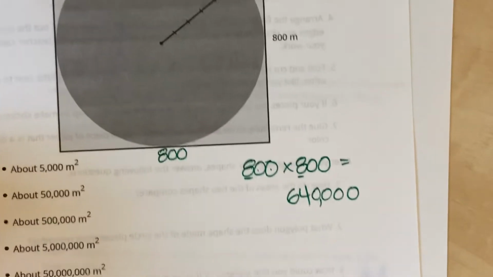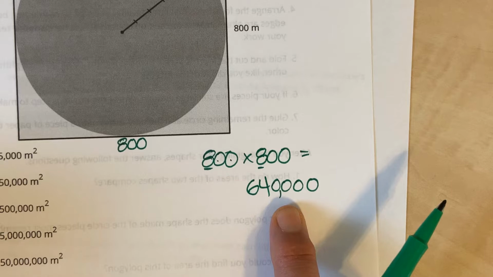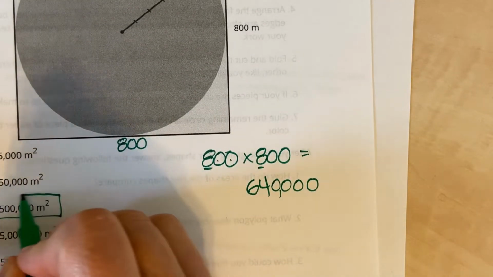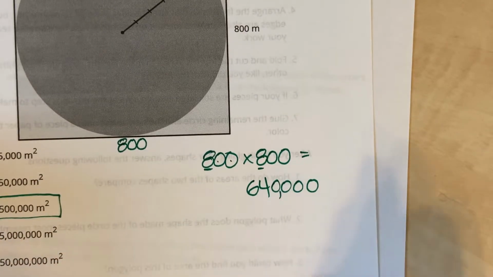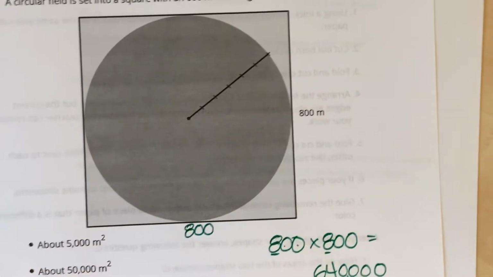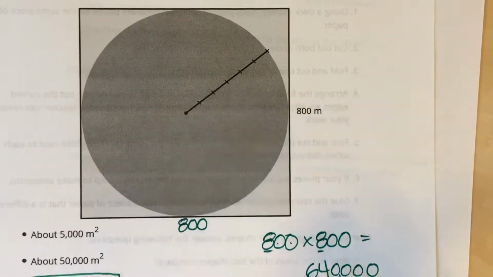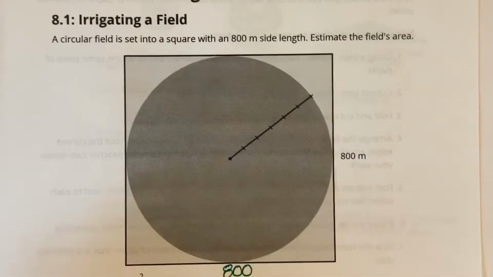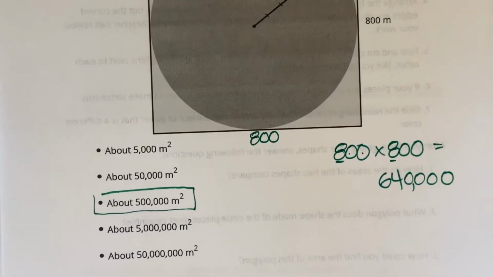So if my choices were 5,000, that doesn't make sense. That's not close enough. 50,000 isn't close enough. 500,000 looks pretty good to me. Okay. 5 million would be too big. That'd be bigger than the area of the square. And 50 million would be bigger than the area of the square, okay? So just using a little bit of what we already know, I can estimate somewhere around where that would be, okay? So that's just showing you that if I'm given choices, I could figure it out without actually doing the math on that part.